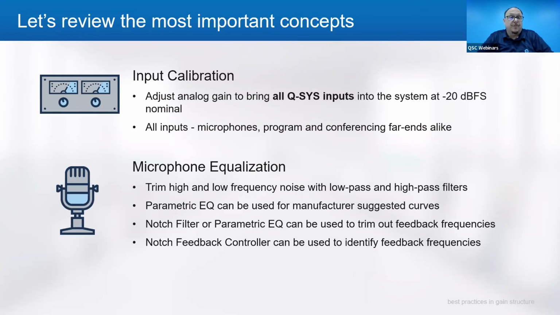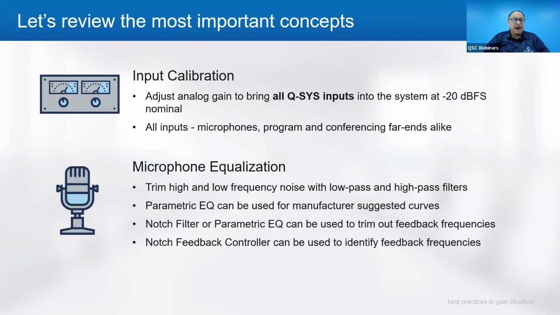So let's just review real quick. The most important thing is to calibrate on the input and adjust the analog gain to bring all the Q-SYS inputs into the system at negative 20 dB full scale. I have to admit, when I first came to QSC and started using the cores, I went in and set all of my mics to 0. And the first test call I made, I'm like, oh, it's horribly overdriven. What's going on? And then I realized those meters are in dB full scale.